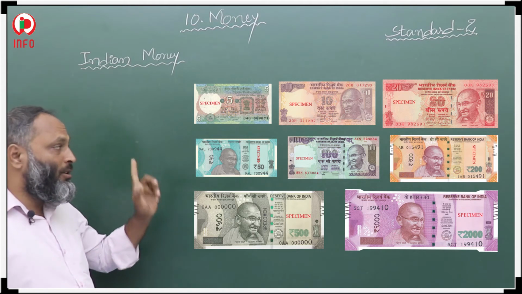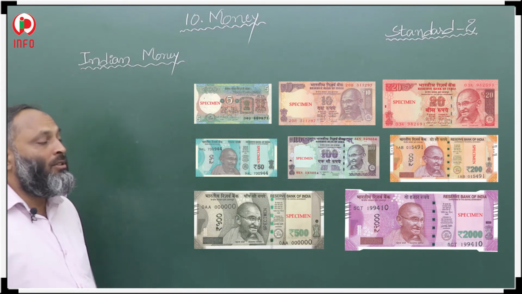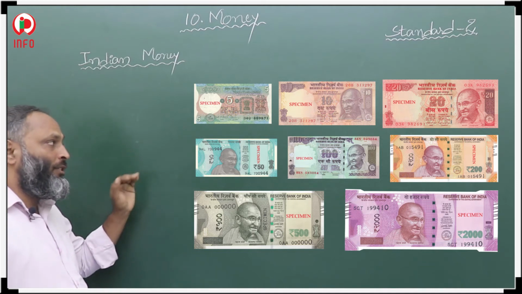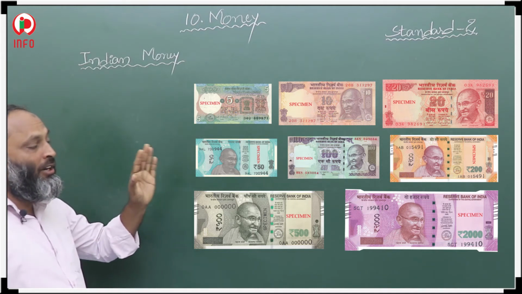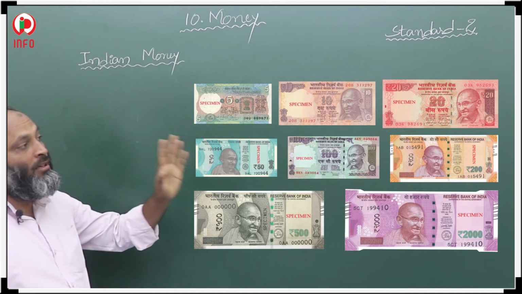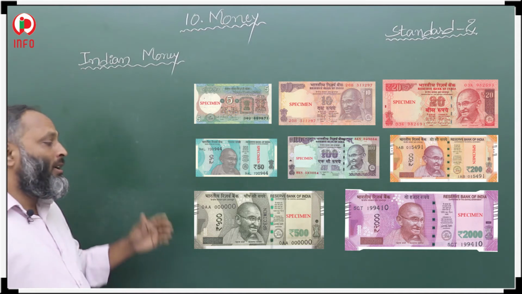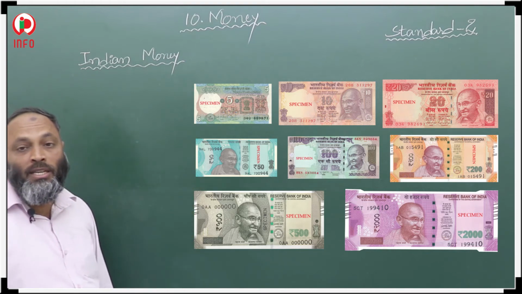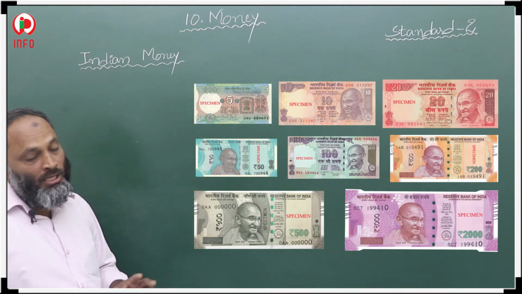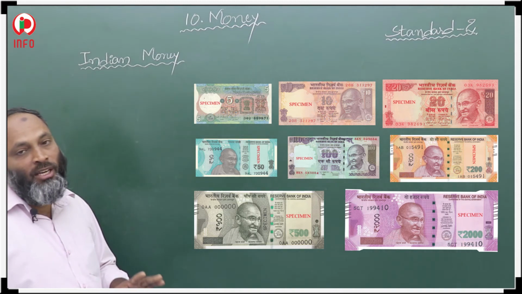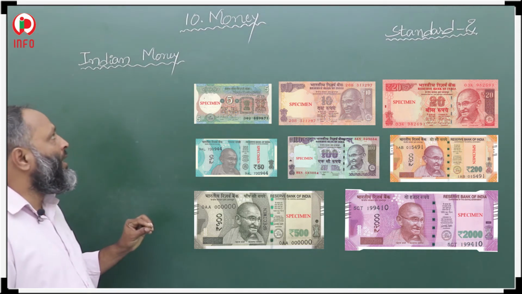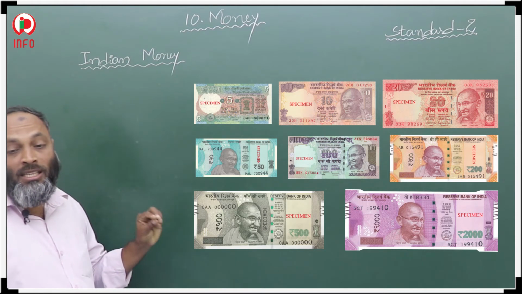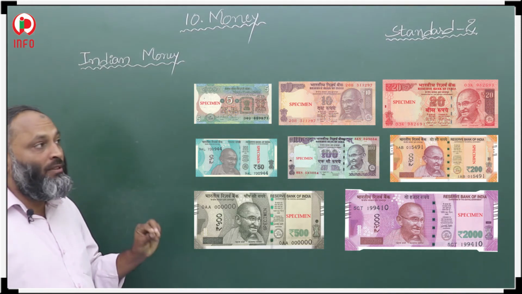5 rupee currency note, 10 rupee currency note, 20 rupee currency note. Then after that 50 rupee currency note, 100 rupee currency note, then 200 currency, then 500 currency note, then 2000 currency notes. So these 8 currency notes we are using in Indian currency.